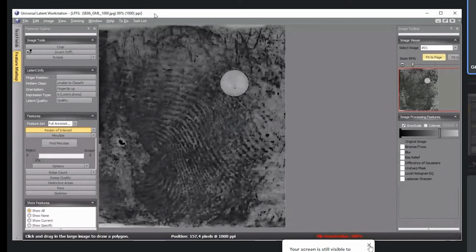And in the spirit of full disclosure here, I thought I would run this through the ULW software. Big fan of this. You just open the latent. It has to be 1,000 PPI, so I have upscaled it to 1,000 from where it is. But if you're telling me it's roughly 1-to-1, then this will be adequate enough.